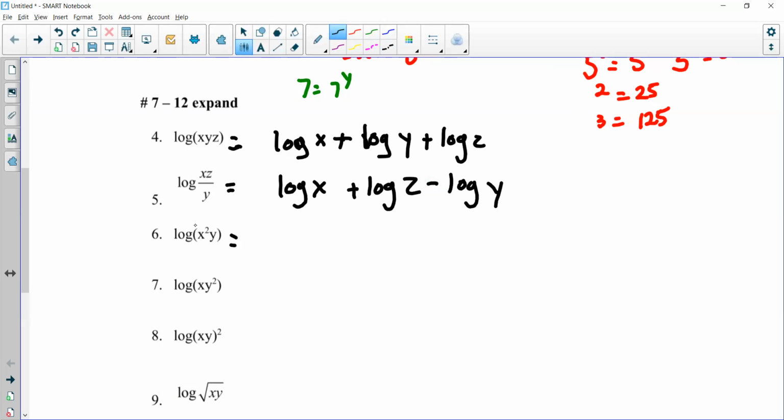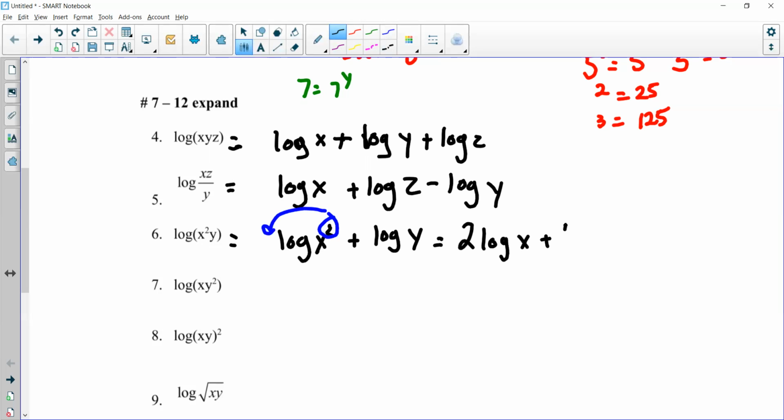Next one, log x squared y. Pay attention to this one. The square is only on the x. So if I were to split this, it'll be log x squared plus log y. The square is only on the x, so only for the x will a 2 move in front. So your final answer here is 2 log x plus log y.